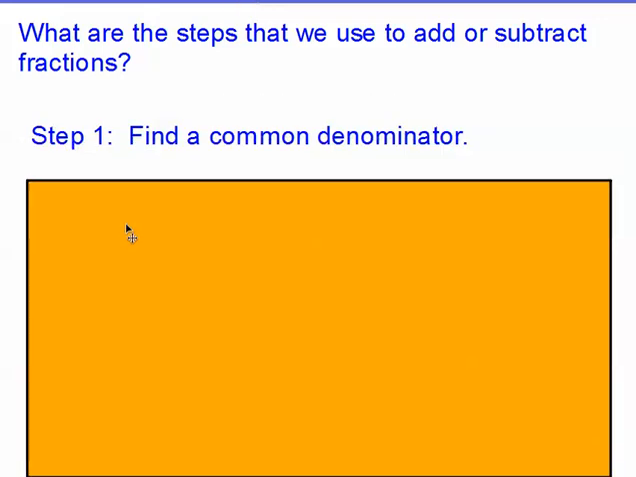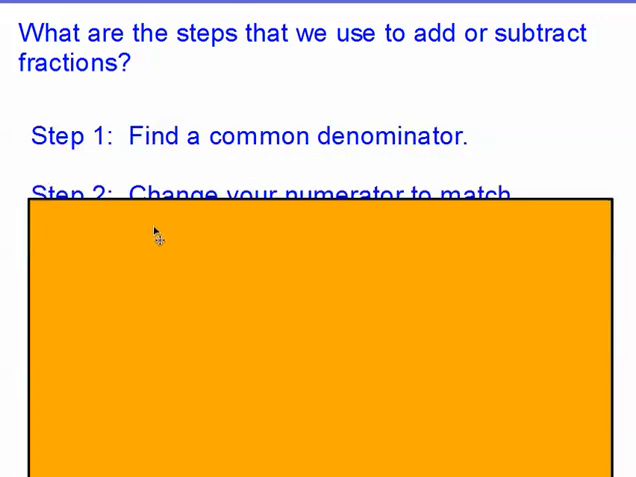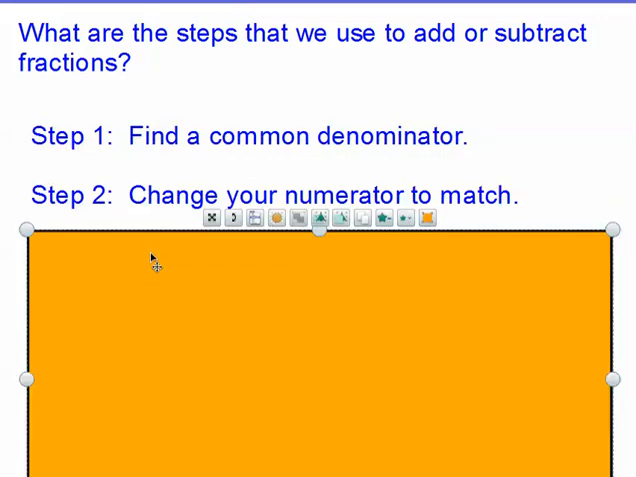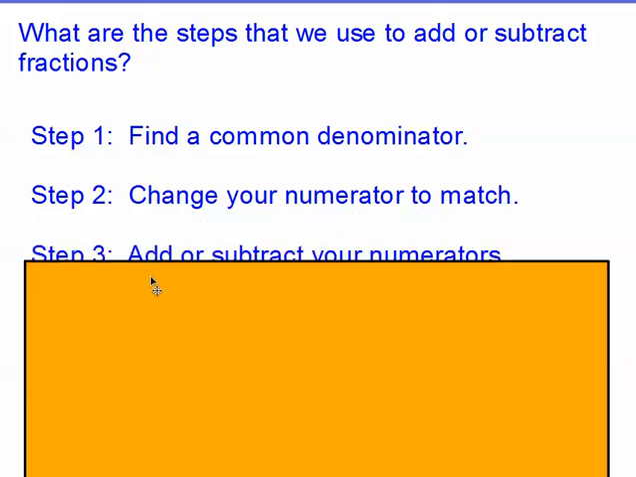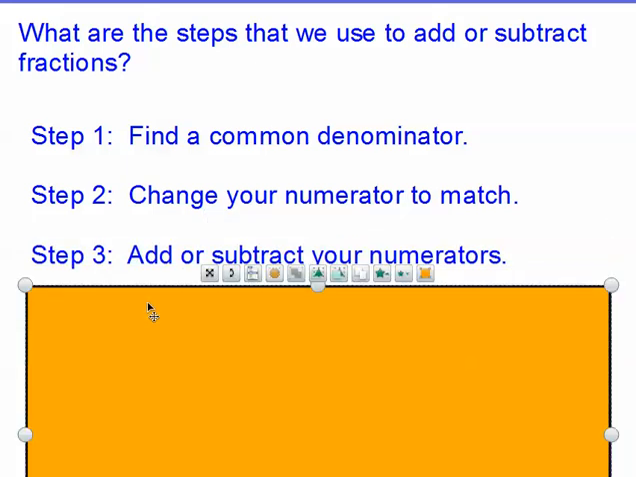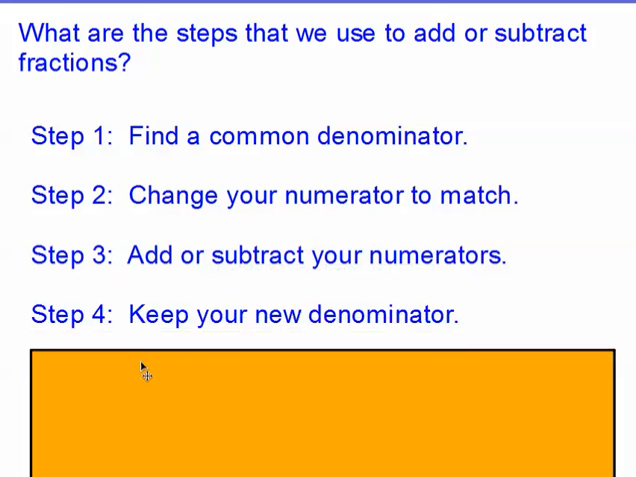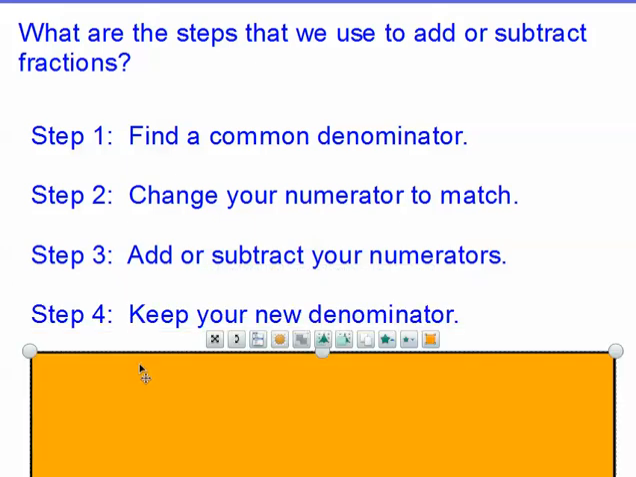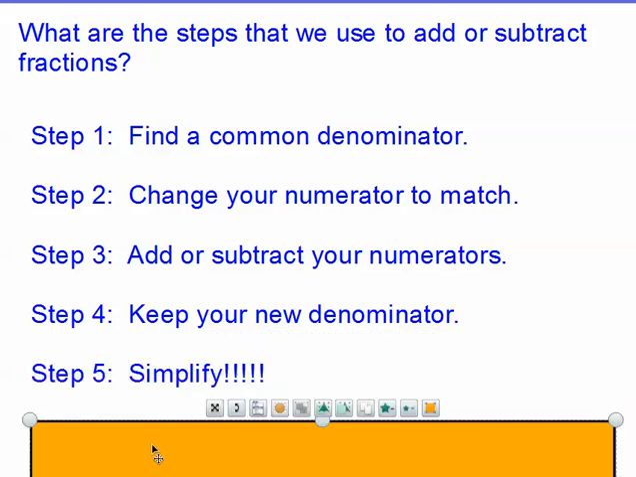The first thing we must do is find a common denominator. Then we must change our numerator to match. Whatever I did to my bottom number, I must do to the top number as well. Then I'm ready to add or subtract my numerators, or my top numbers. Then I'm going to keep my new denominator. Whatever that denominator was, I'm going to keep that. And then last but not least, we're going to simplify.